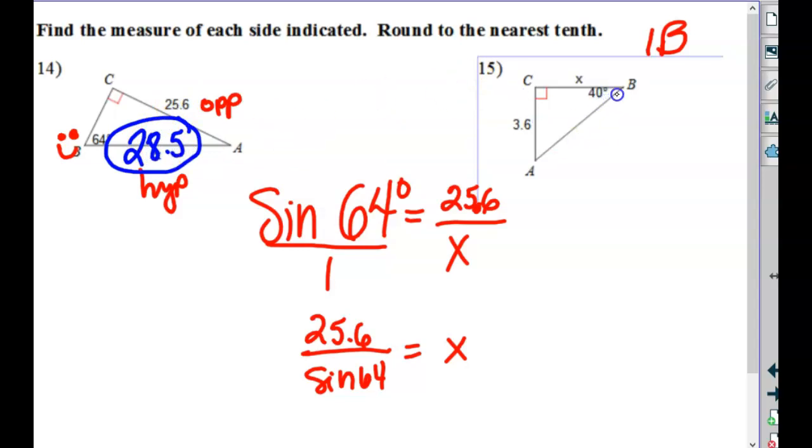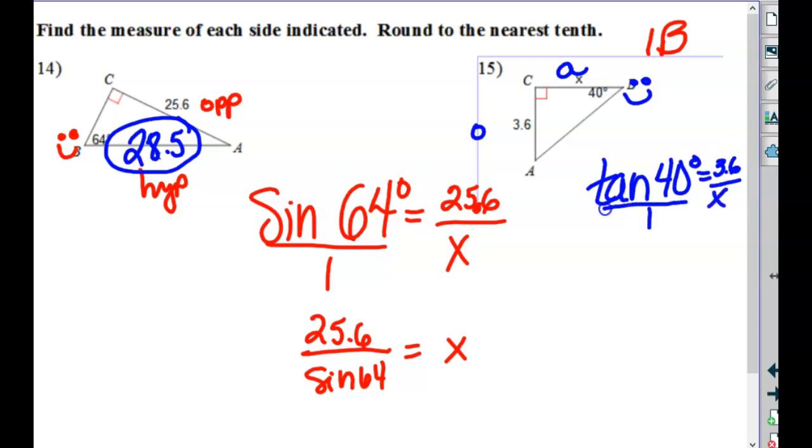Now, on this one, if I put my smiley face up here at B, because that's the 40-degree angle they gave us, we could find the one at A, but let's just go with this. Opposite is over here. This is adjacent. Now, what uses O and A? So the tangent of 40 equals 3.6 over x. So again, I'm doing what? Yeah, 3.6 times 1 is 3.6. And then I need to divide by the tangent of 40.